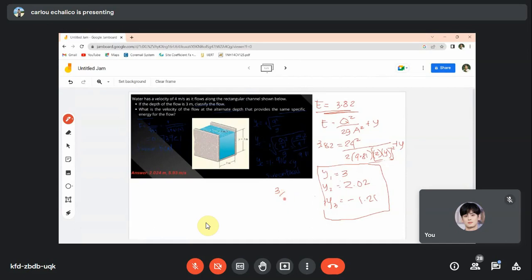So assume a value greater than 3, let's say 10. If you assume 10, you will still get 3, because that is the biggest value. But if you assume 1, try assuming 1, what you get is 2.201. But if you assume a negative value, you will get this.